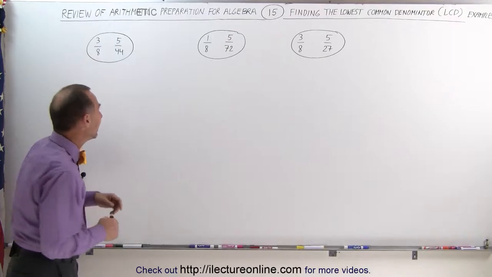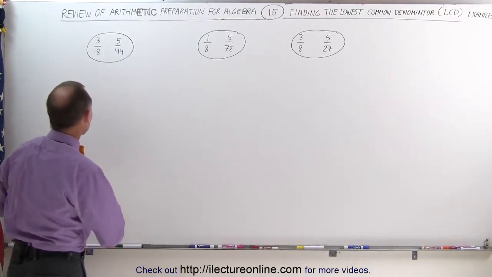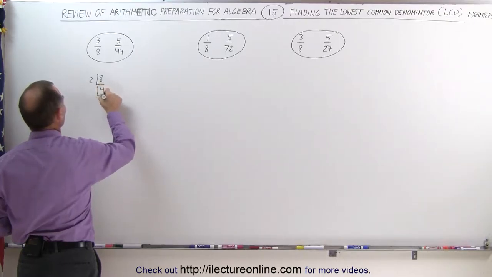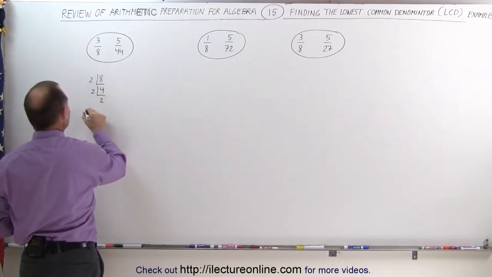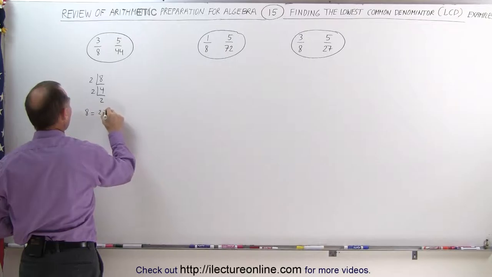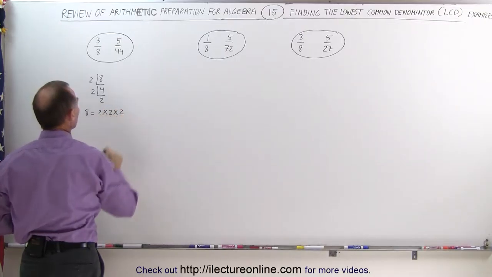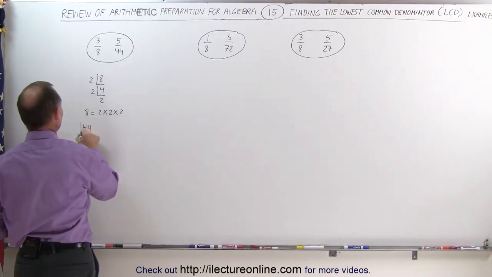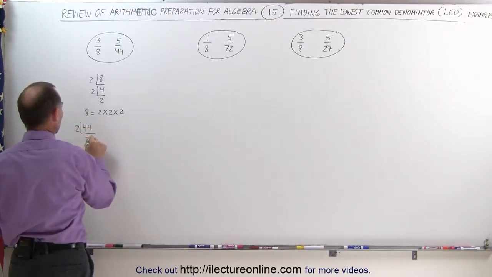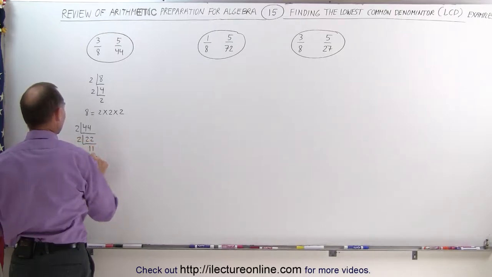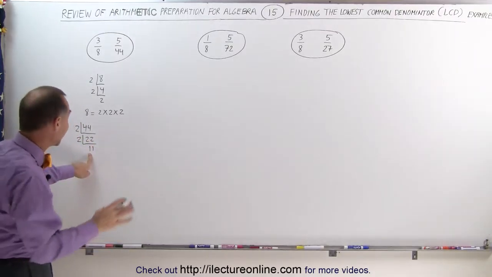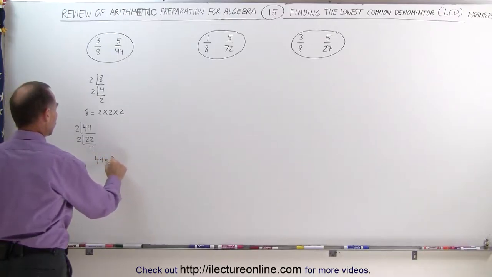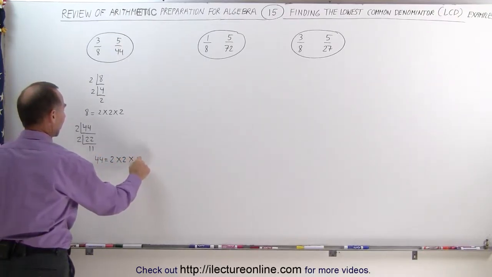What we want to do then is go ahead and break these numbers down. 8 divided by 2 is 4, 4 divided by 2 is 2. In other words, 8 can be written as the product of 2 times 2 times 2. We do the same with the number 44. We can divide 44 by 2, that gives us 22, which is divisible by 2, which gives us 11. Since 11 is a prime number, we're at the end of the road, so to speak, which means 44 can be written as 2 times 2 times 11.